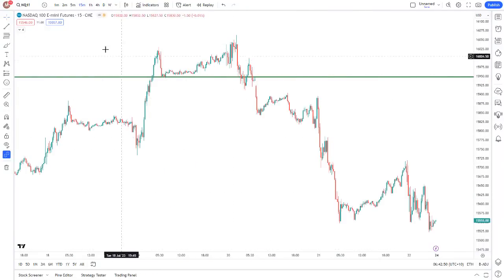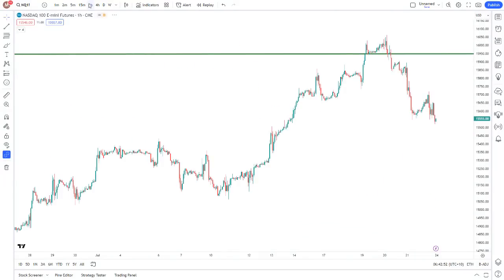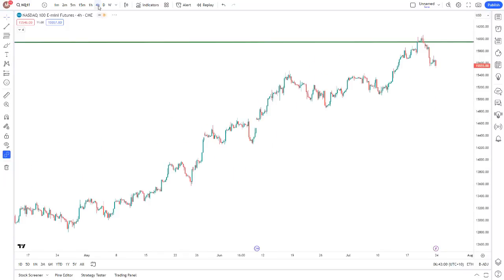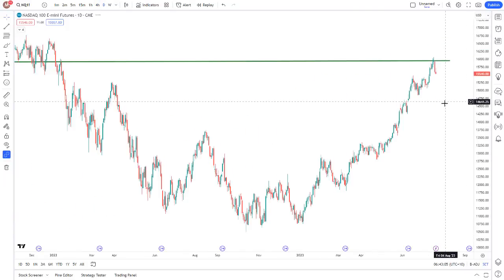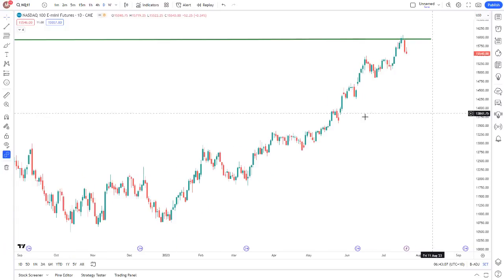We could possibly start to see this thing come back down. Look at this, see this thing just rolling over. Completely rolling over, right? Looking at the 4-hour chart as well. So I wouldn't be too surprised, guys, to see the Nasdaq start to sell off quite strongly.